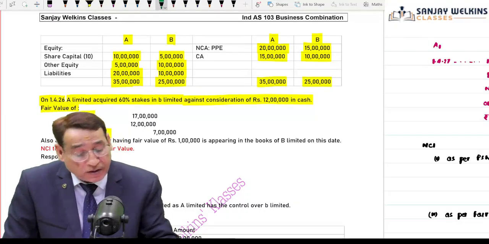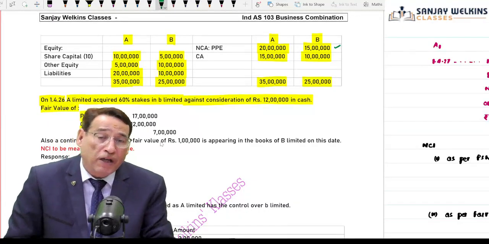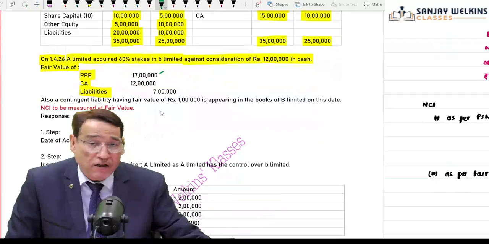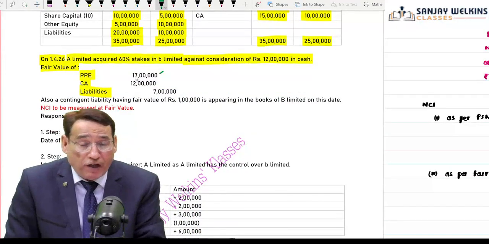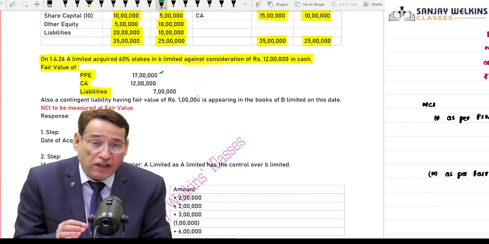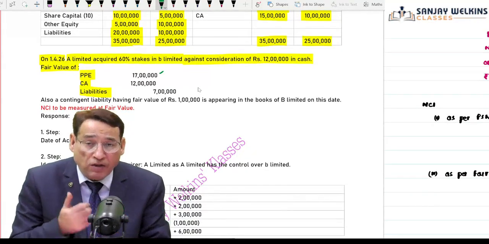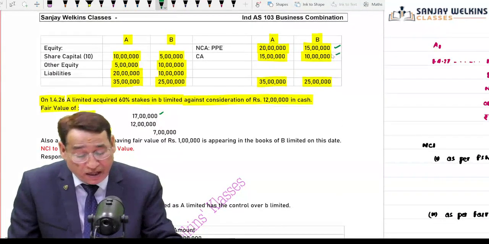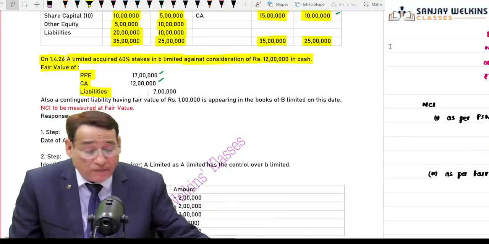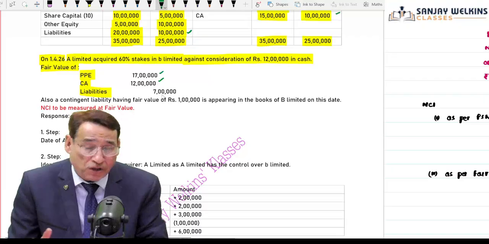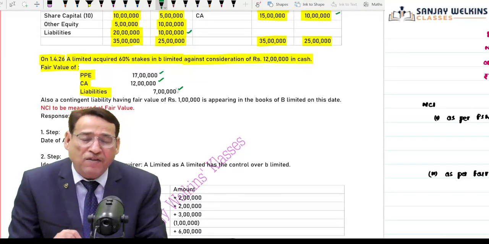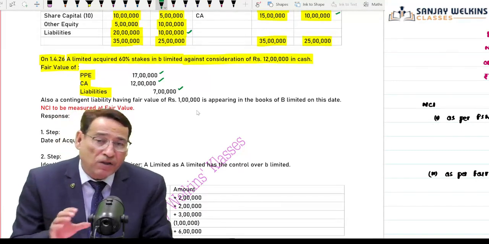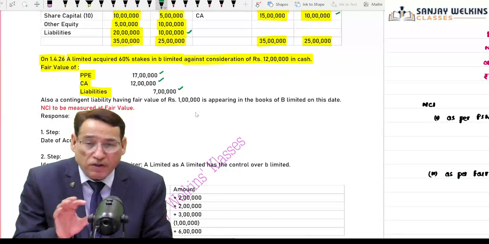Now you must have noticed the property, plant and equipment in the balance sheet is given at 15 lakh. But now the fair value of property, plant and equipment is 17 lakh. That means it is going up by 2 lakh. So it is a gain to you. Correct? Similarly, current asset is 10 lakh, but its fair value is 12 lakh. And similarly, the liability is 10 lakh in the balance sheet, but its fair value is just 7 lakh. So again, it is a gain because the value of the liability is coming down. In fact, for all these three items, the change in fair value results in a gain.